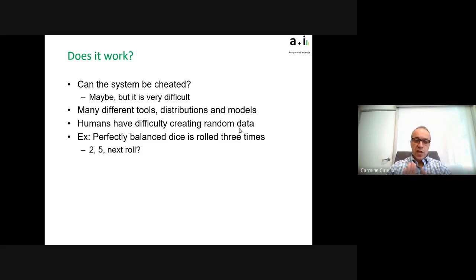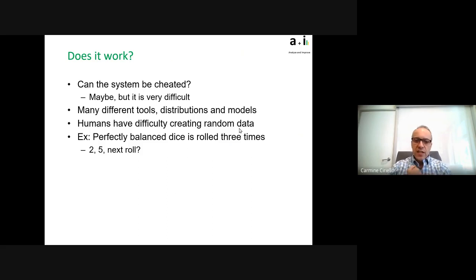So the first thing I can say is, can the system be cheated? Of course, anything can be cheated. So the general answer I'm giving is maybe systems can be cheated, but it is very difficult for someone to purposely cheat a system, just because there are so many ways you can investigate. I can investigate before the decimal, after the decimal, single digits, double digits. So there are many ways of attacking the data to see if there's anything bizarre happening. There are a lot of different tools, a lot of different distributions and models in your arsenal, basically.